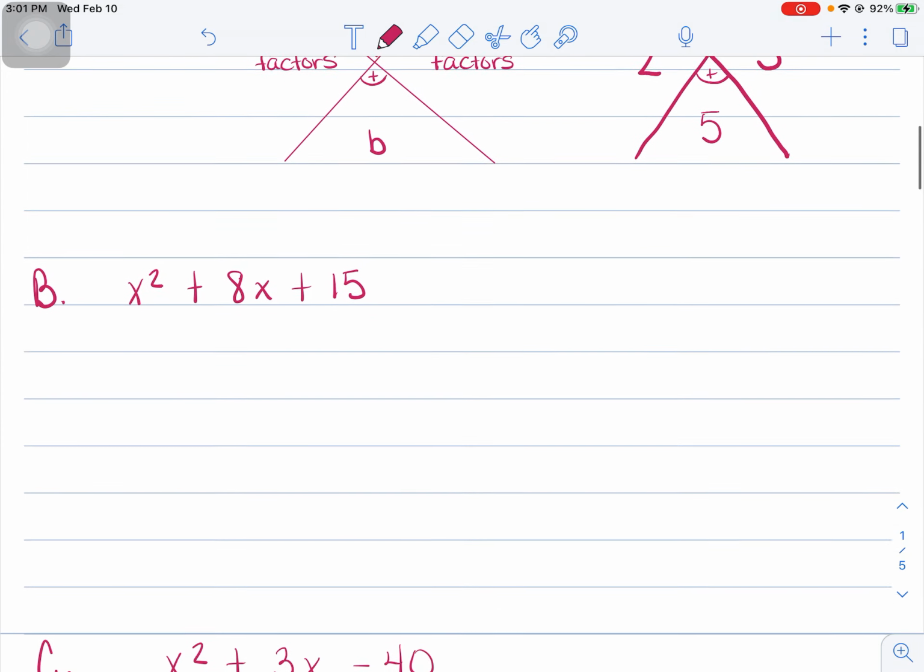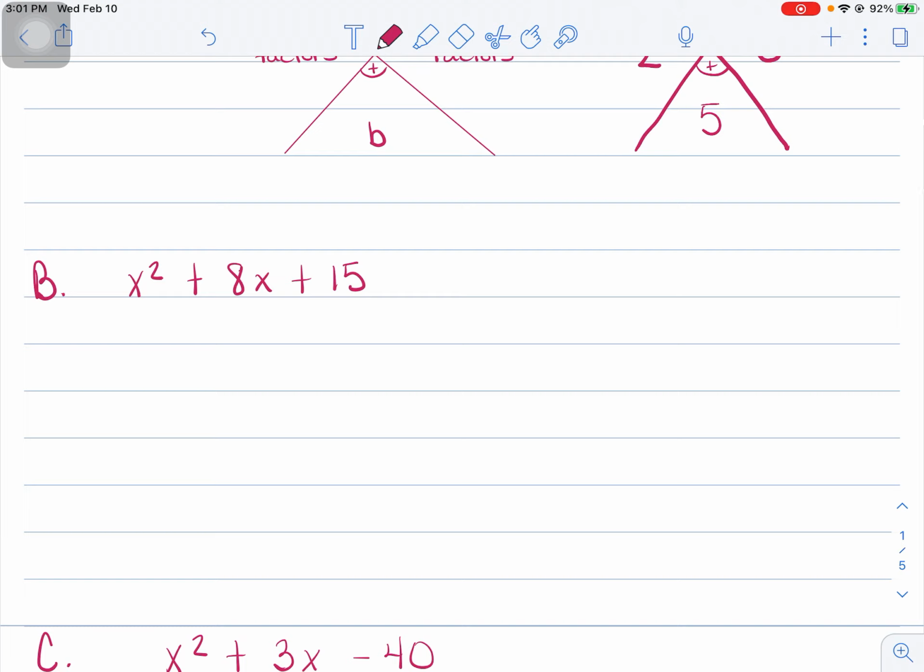All right, so let's try example B. Again, we're going to use our x method. We look at our coefficients, our first term and last term. This is a 1 and a 15, so we put the product at the top. We put our middle term at the bottom. We're looking for factors that multiply to get 15 and add to get 8.